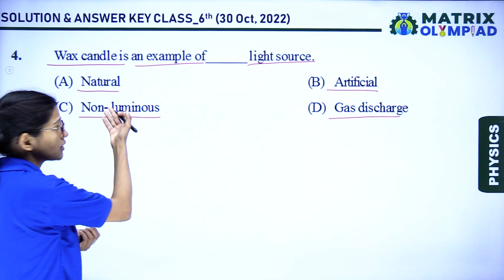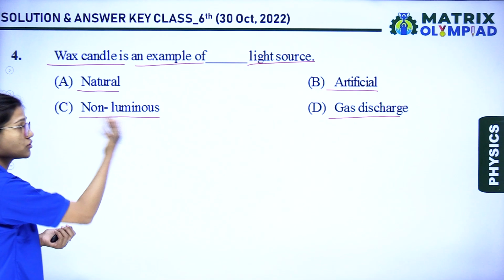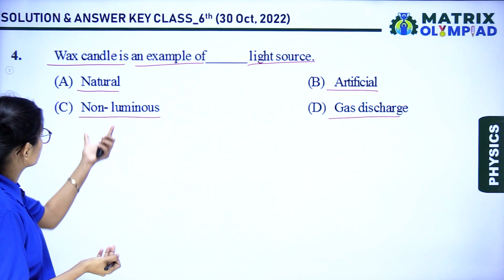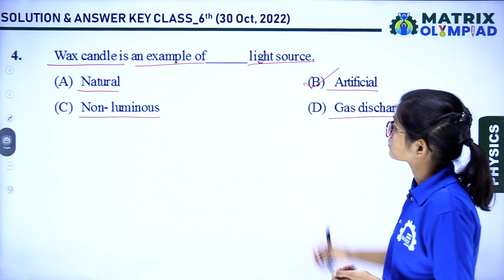If I'm talking about artificial sources of light, these sources are made by human beings, like an electric bulb. And if I'm talking about non-luminous sources of light, these sources don't have their own light; they just reflect the light that falls on their surface. These types of sources are known as non-luminous sources. So a wax candle is a human-made source of light, and for the fourth question, our answer will be option B. Now come to question number five.